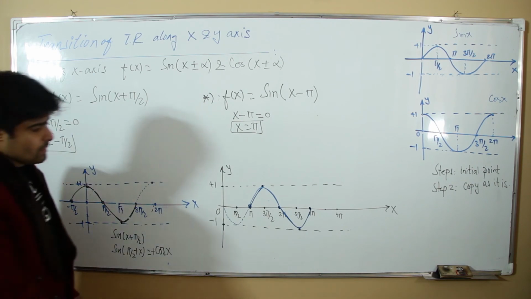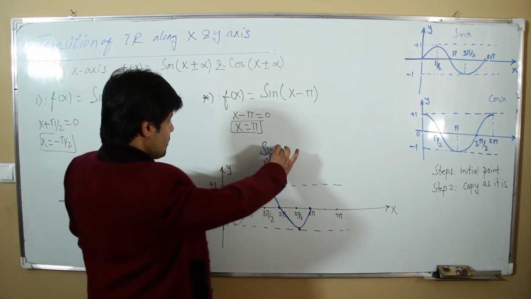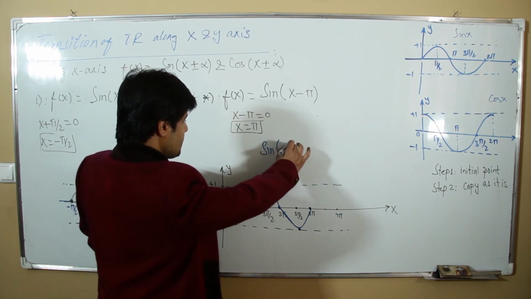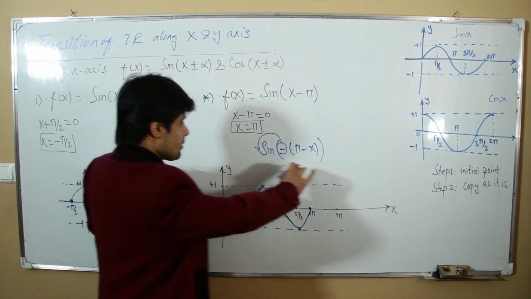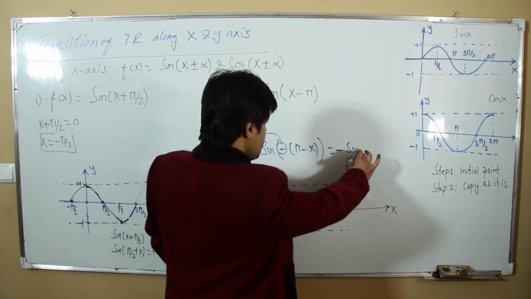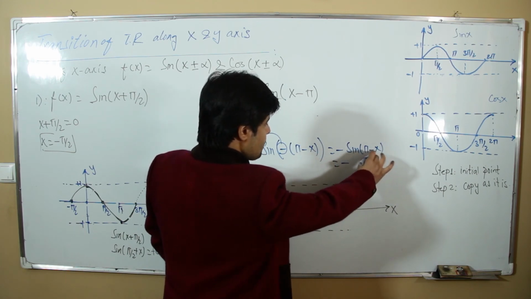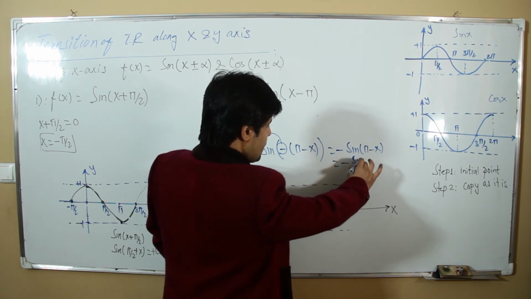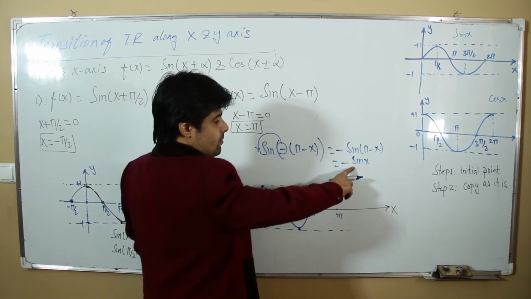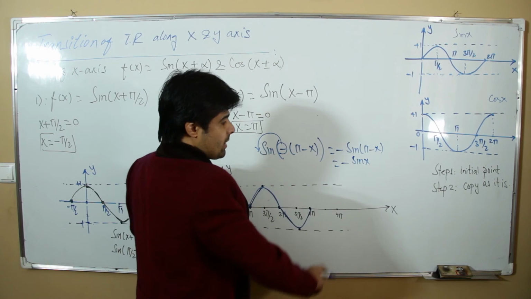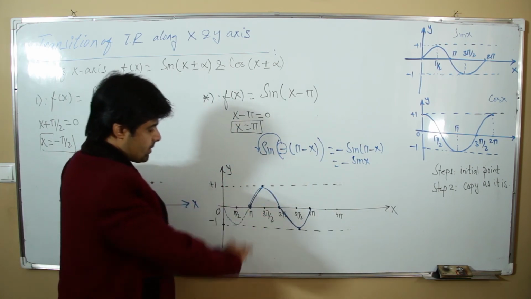If you look closely at this one, sine, we have a negative pi minus x. This minus comes here, so it is minus sine of pi minus x. It's sine x in the second quadrant. It's positive, and this positive with this minus gives minus sine x. If you look closely, this is the graph of minus sine x.